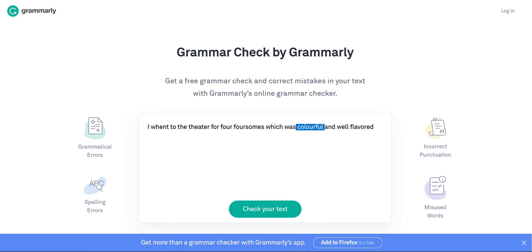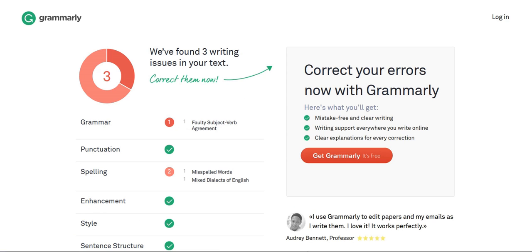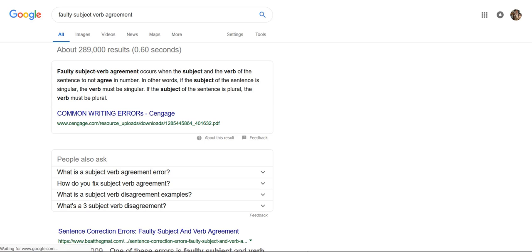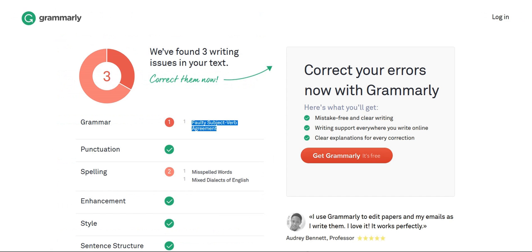So here we go. We're looking for some American and English spellings mixed. I went to the theatre for 4 foursomes. So it has 2 misspelled words, and it's picked up the mixed dialects of English between British English and American English, which is good. Faulty subject-verb agreement. Now, what does it mean by that? It means that if the subject, which in the sentence I made was I, who went to the theatre, which was colourful, is singular, so I is singular, that was the subject, then the verb must be singular. Or that if the subject of the sentence is plural, the verb also must be plural.